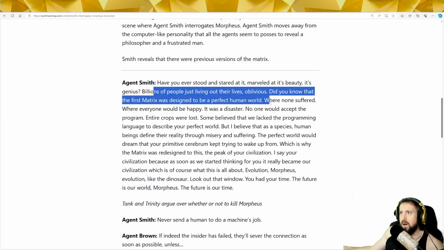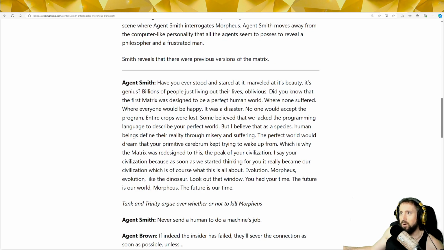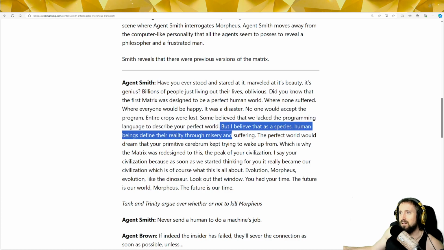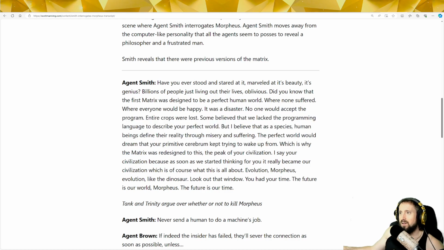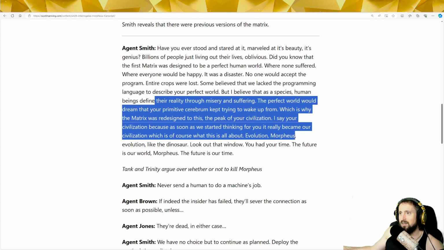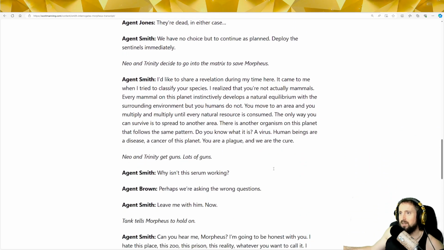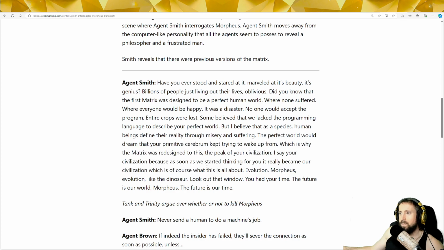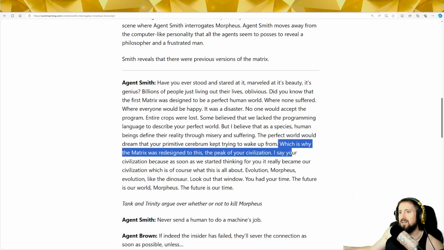Billions of people just living out their lives oblivious. Did you know the first Matrix was designed to be a perfect human world where none suffered? It was a disaster. No one would accept the program. Human beings define their reality through misery and suffering. Which is why the Matrix was redesigned to this, the peak of your civilization. I say your civilization because as soon as we started thinking for you, it really became our civilization, which is, of course, what this is all about.